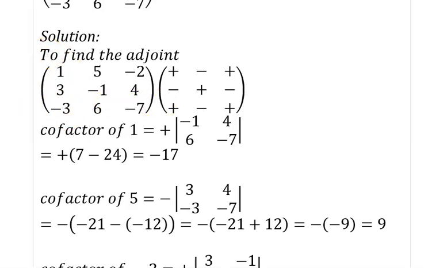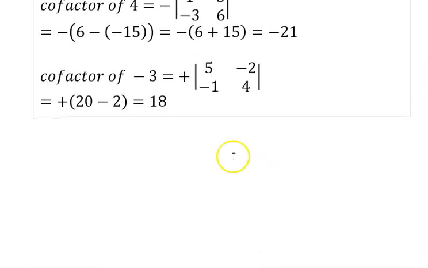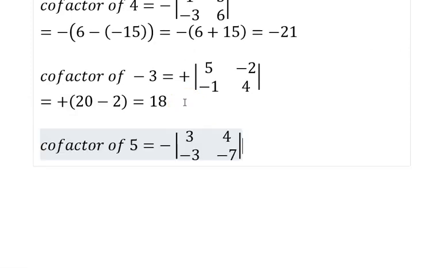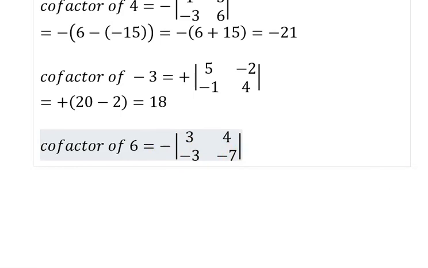Beautiful. Factor of 6. The corresponding sign is minus. So we are left with... Factor of 6. The corresponding sign is minus. Let's iron that out. Factor of 6. The corresponding sign is what? Minus.